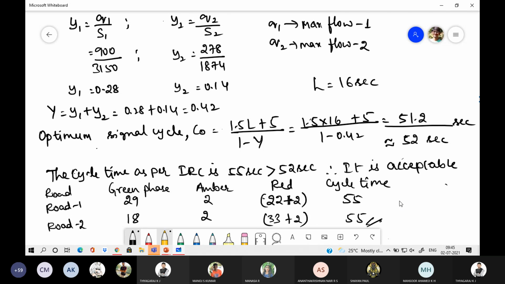This completes the problem. And write the phase diagram. I hope everyone knows how to write the phase diagram. Green time we have to take 29 seconds and red time we have to consider 24 seconds.